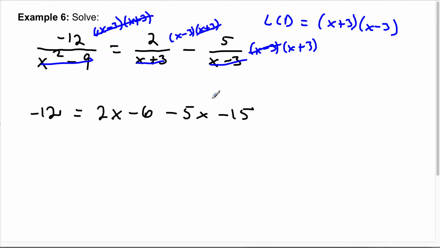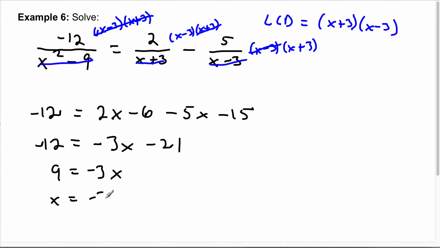Okay. So I'm just going to solve for x here. So I'm going to simplify the right. Negative 12 equals negative 3x minus 21. Add 21 to both sides. You get 9 equals negative 3x. So then x equals negative 3.